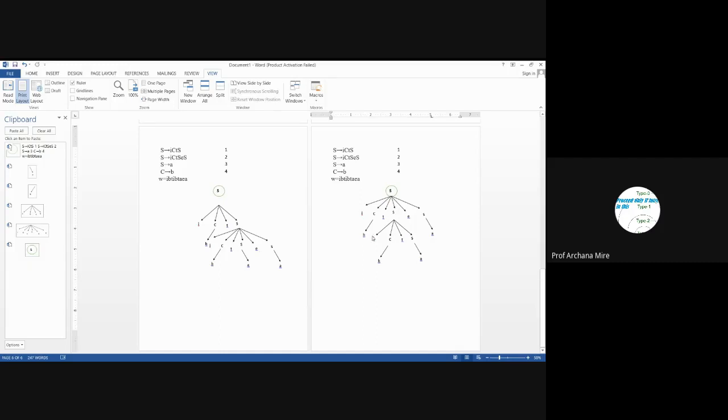That's why I always suggest that don't go for the two leftmost derivations or two rightmost derivations. Go for identifying two different derivation trees, because it becomes visually very clear as compared to identifying two leftmost derivations or rightmost derivations.